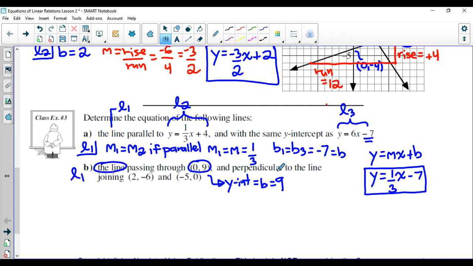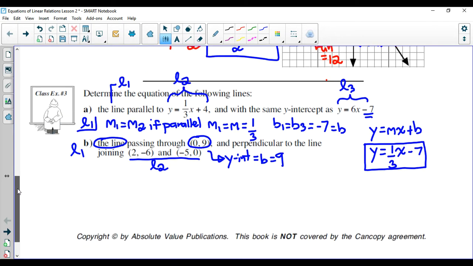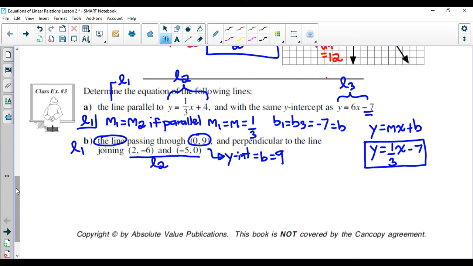So we'll say the line that we're going to write the equation for, I'm going to call L1, is perpendicular to this line, a line that joins together these points here. So these points are going to form the slope of line number 2. So I'm going to calculate the slope of line number 2, and then we'll figure out what the perpendicular slope is for our line number 1, and then we'll write the equation out.